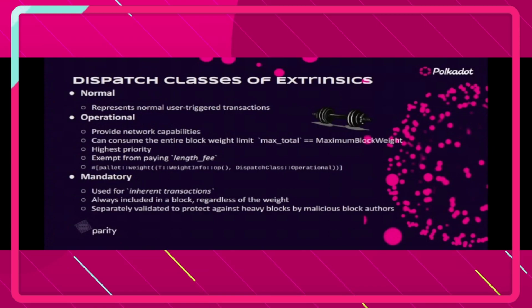Then we have mandatory, which is primarily used for inherent transactions. These are transactions that are injected by the validators, and there are certain characteristics, like they have no upper limit. You can create an impossibly heavy block using just mandatory dispatches, but for that reason we need a different validation mechanism. You can think about the way inherents are verified by other validators. And if a malicious validator tries to build a very heavy block, you can slash them.